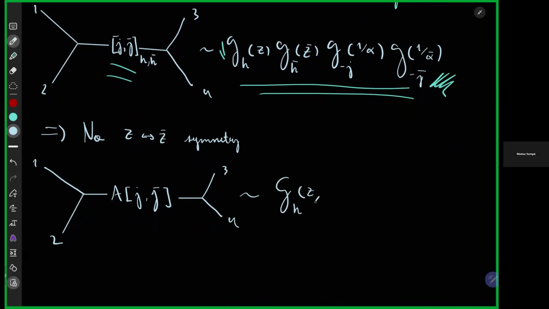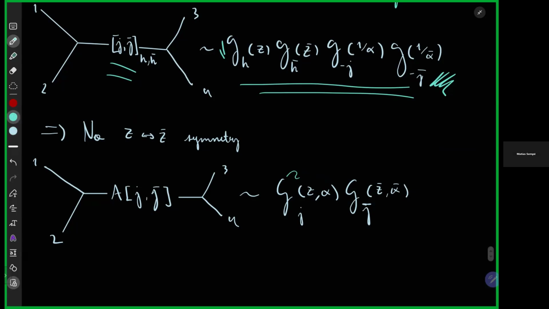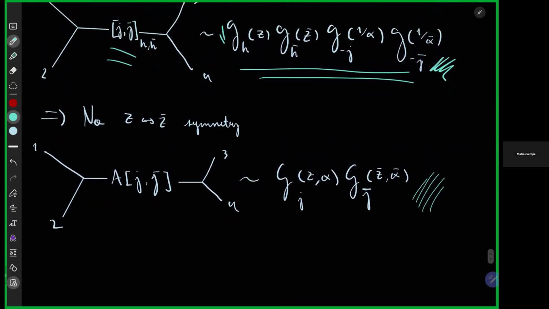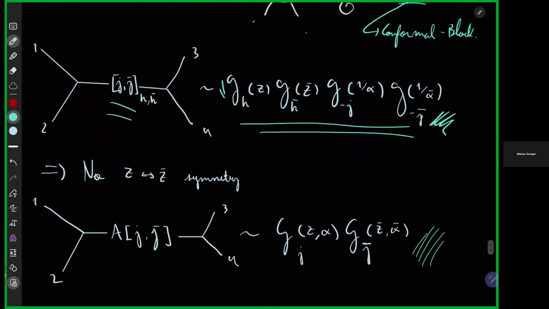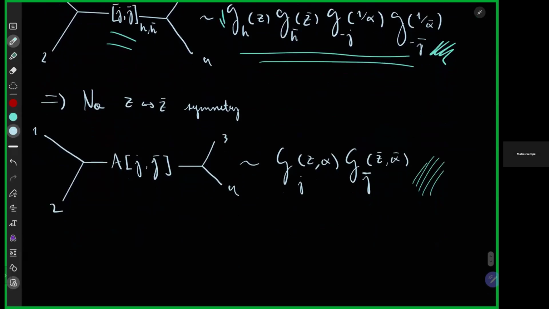Now, the left-hand superconformal block depends on Z and alpha. Sorry, I should have put J here since they are labeled by J and J bar. It depends on Z bar and alpha bar. So we know all these guys. It's important to say they also depend on the quantum numbers of the external operators, but again, we know them. It's just a combination of hypergeometric functions, and it's important that we know them if we want to compute the 4-point functions.